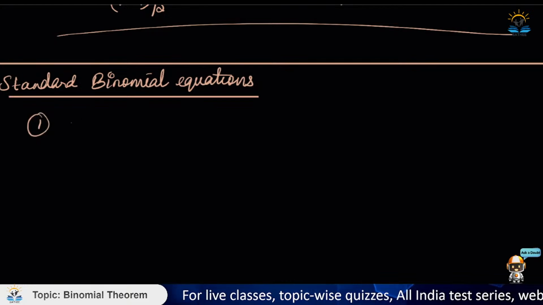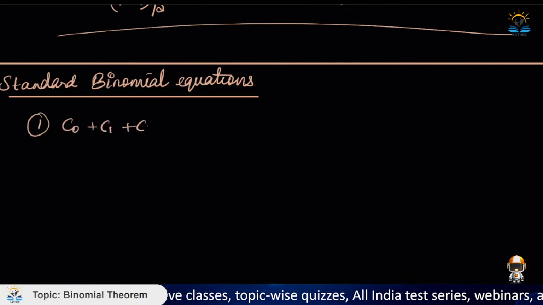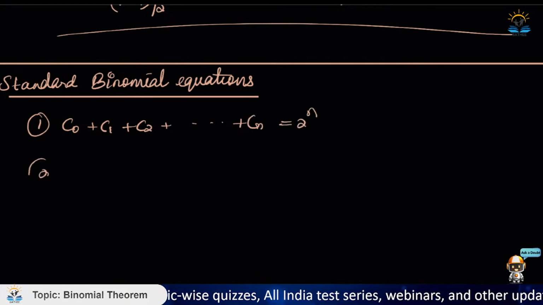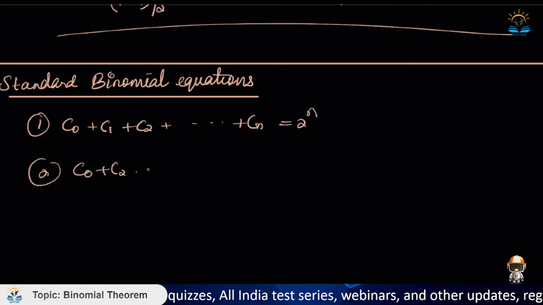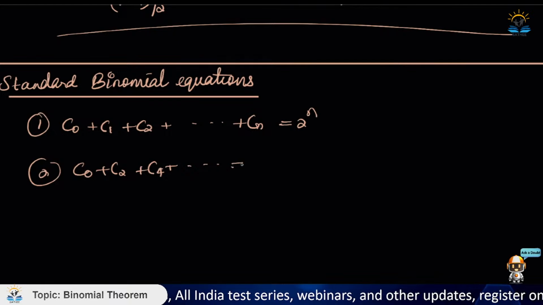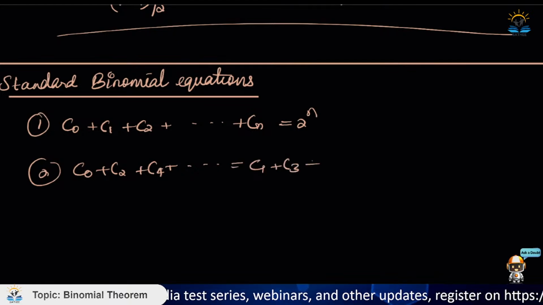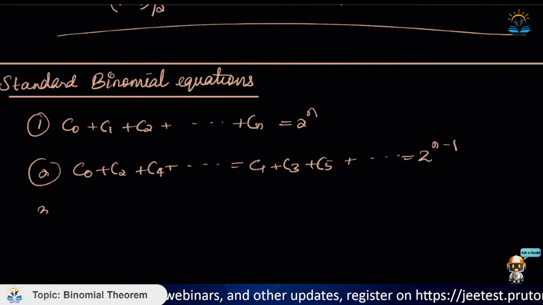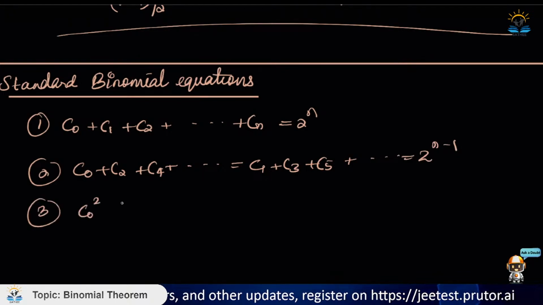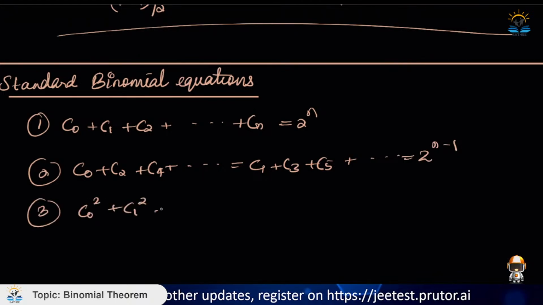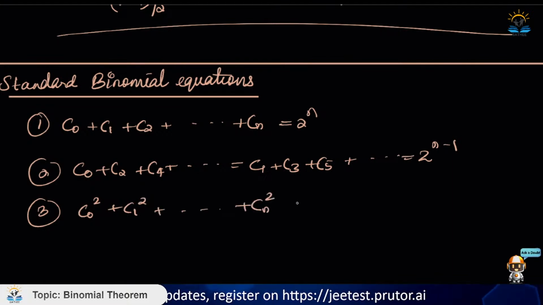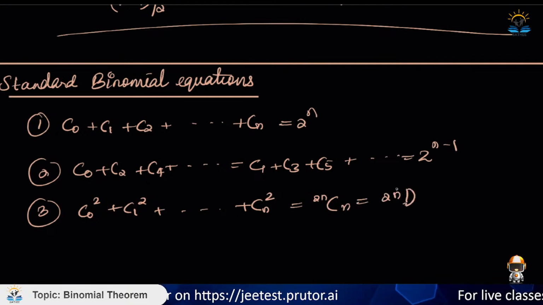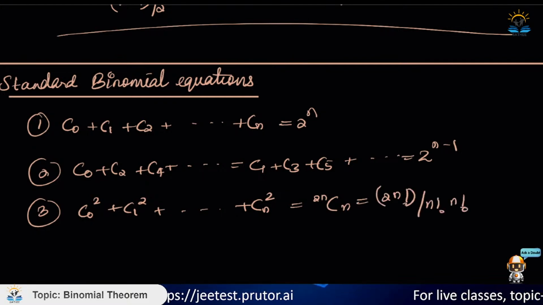The first one is C0 plus C1 plus C2 plus dot dot dot plus Cn equals 2 to the power of n. The second one: C0 plus C2 plus C4 plus dot dot dot is equal to C1 plus C3 plus C5 plus dot dot dot, that is equal to 2 to the power of n minus 1. Then the third one: C0 square plus C1 square plus dot dot dot plus Cn square will be equal to 2nCn, that is 2n factorial divided by n factorial into n factorial.